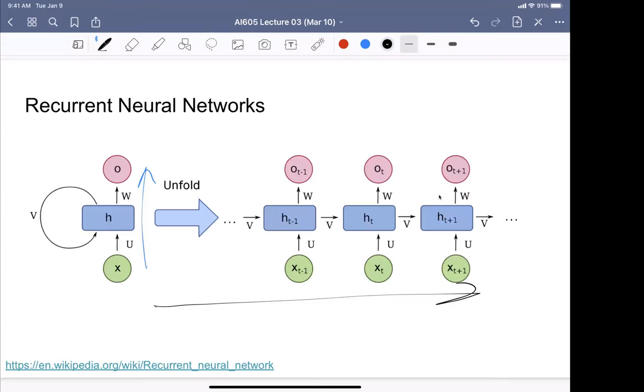And the good thing about this is that if this works, you can just unfold it as many times as you want, even though you have just a fixed number of parameters to use, right? It's not increasing the number of parameters. You just reuse your parameter again and again. So we see these matrices here, right? So we have a U, V, and W.